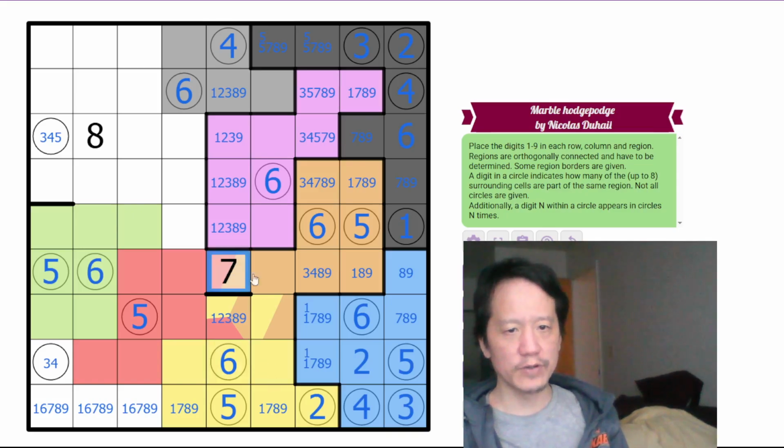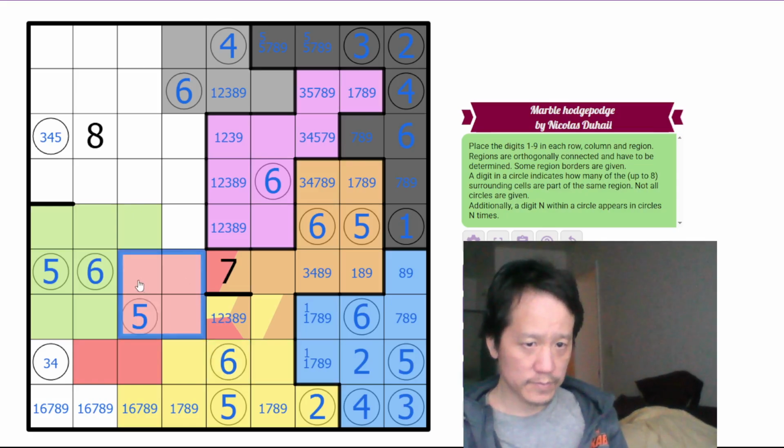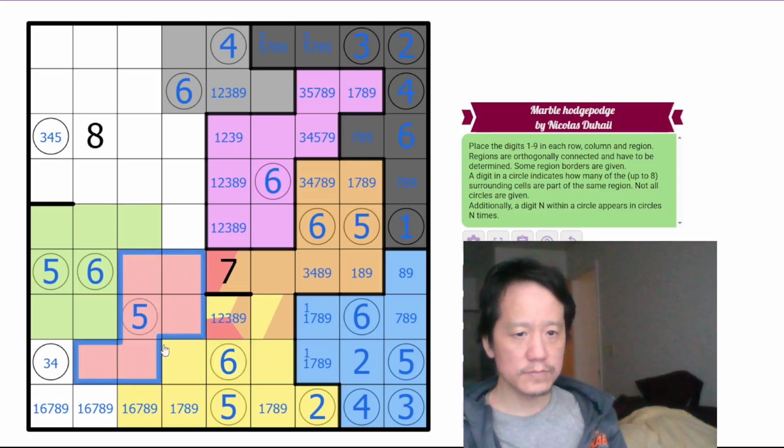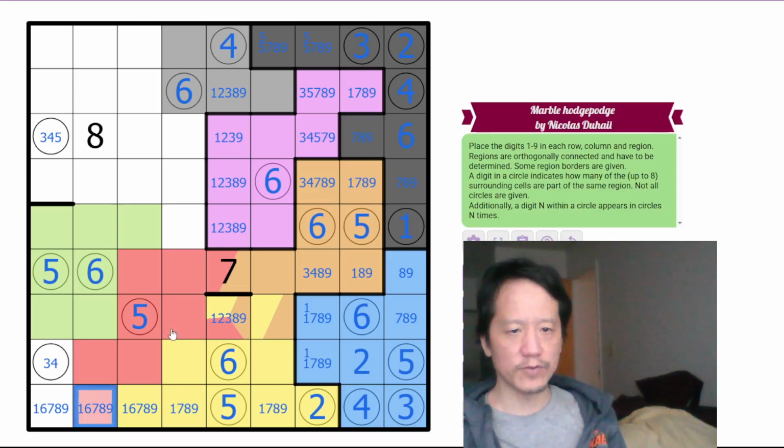This could not be green. It's red or yellow. One of these is yellow. Therefore, this has to be a yellow. So we have 1, 2, 3, 4, 5, 6, 7, 8. One of these would be 9. This could not be yellow, and it can't be green. This would have to be red.